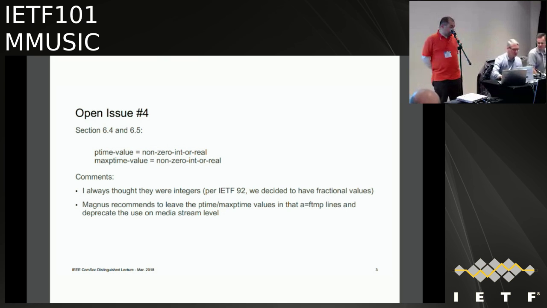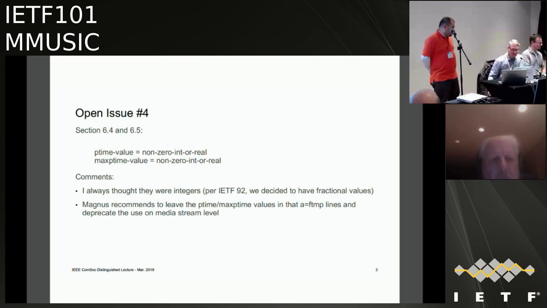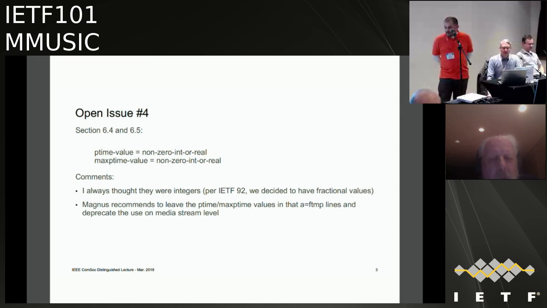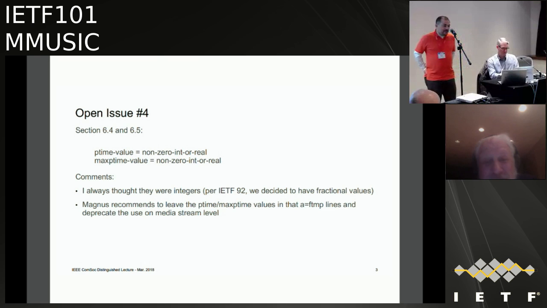Okay. Yeah. I have a comment from Paul. Hi. I'm fine with deprecating it, but we still need to put something in for the syntax, even if we're going to deprecate it. So I think we still have to answer the question one way or another.